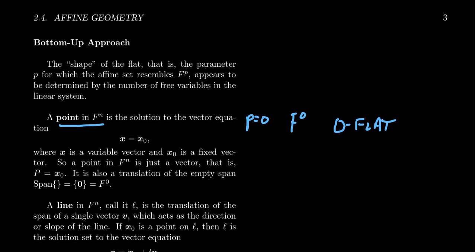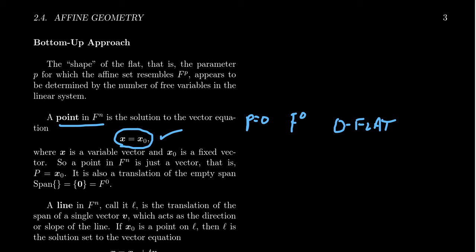And so we can describe that using a vector equation, x equals x naught. That's a very easy equation to solve, right? Like in a high school algebra class, if I give you the equation x equals 2 and ask you to solve it, you're like, is it 2? Yes, you did it. The same thing can also be done for vector equations. If I say x equals the vector (1, 2, 3), then you say, is it the vector (1, 2, 3)? And I'm like, yes, you did it. So describing a zero flat comes down to solving this very trivial vector equation.